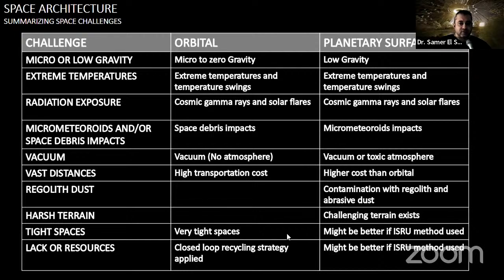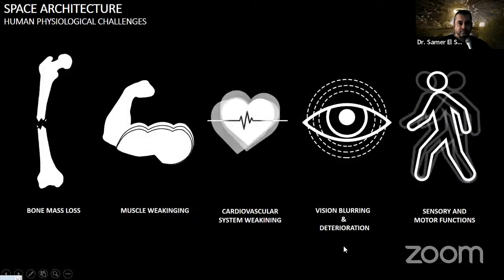The tight spaces are in both, but it might get a little bit better if we use ISRU, which is in situ resource utilization, building with the local materials out there. So that is the tight spaces and lack of resources. A closed loop recycling strategy is applied, and that means that we have to use a life support system. Also, a life support system will be used on a planetary surface. We can turn to a nature-based life support system, which will be much better on the planetary surface.